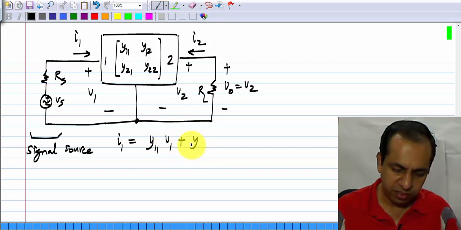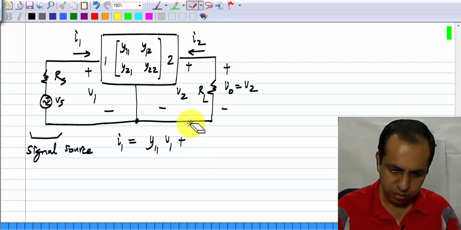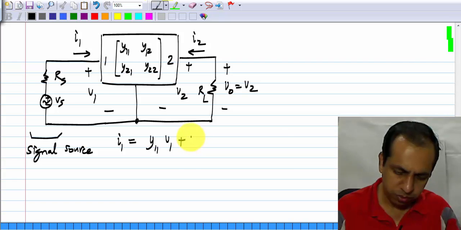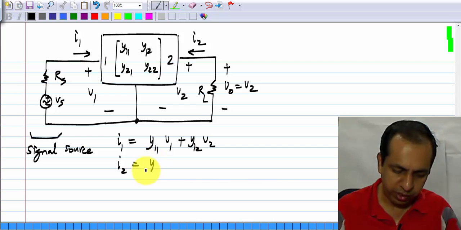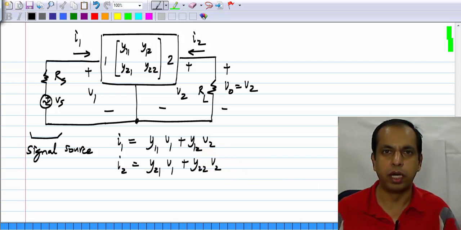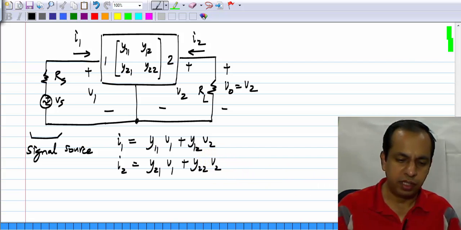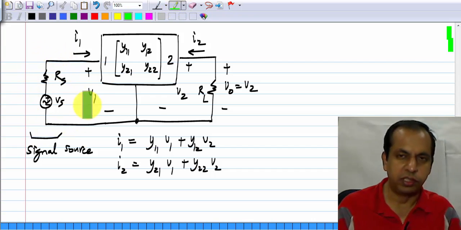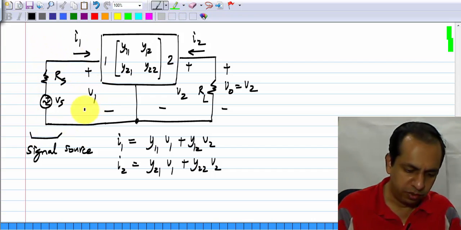Y11 V1 plus Y12 V2, and I2 will be Y21 V1 plus Y22 V2. Okay. In addition to this, we have a relationship from this side.